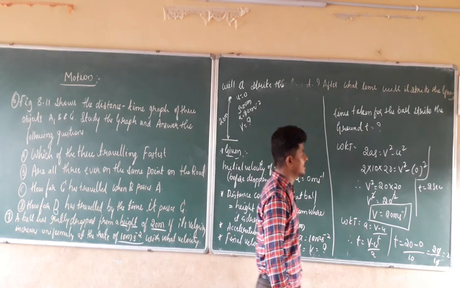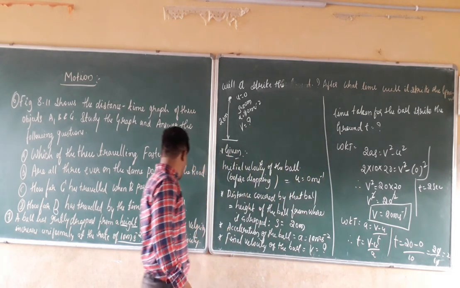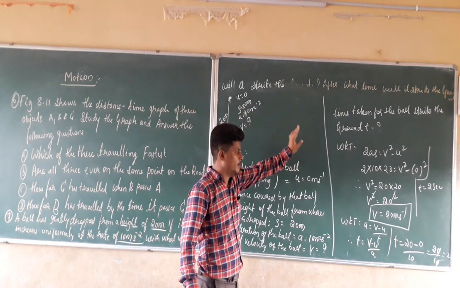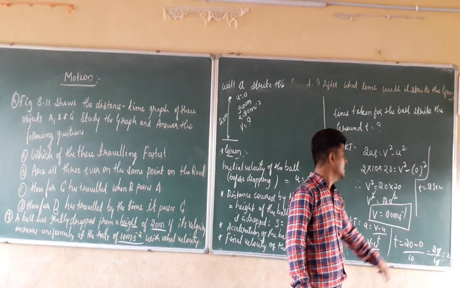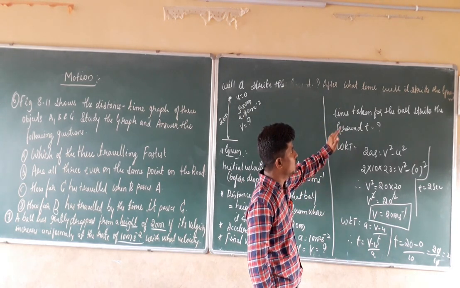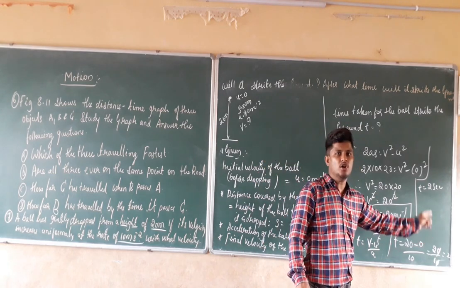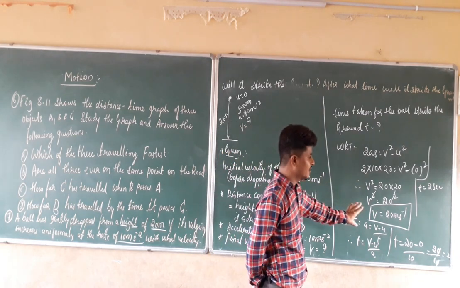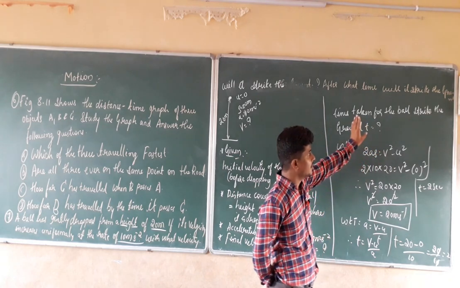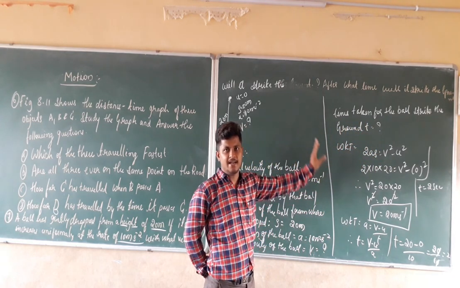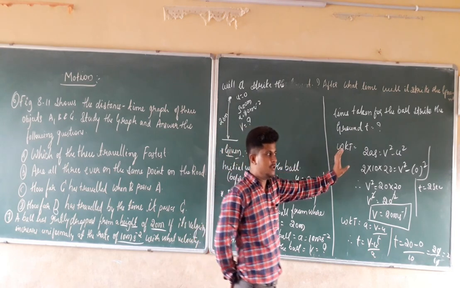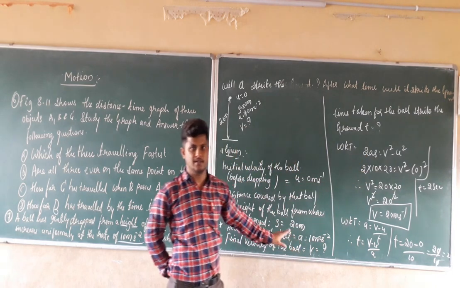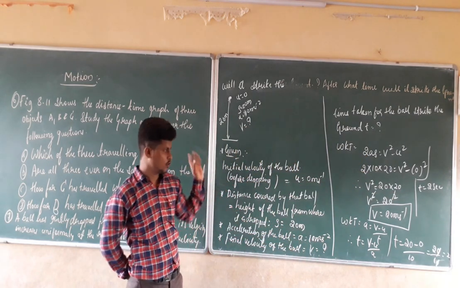So finally we can write the answer. The velocity of the ball at the point of striking the ground will be equal to 20 meter per second. In the same manner, the time taken for the ball to strike the ground is equal to 2 seconds. We write these two statements at the end of the solution: the ball has a velocity of 20 meter per second at the point of striking the ground, and it takes 2 seconds to strike the ground. It will be the conclusion of your answer, and this will be the completion of your 7th question.